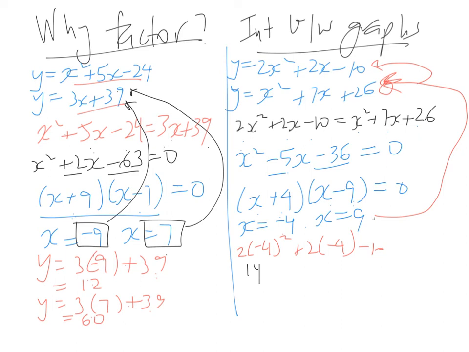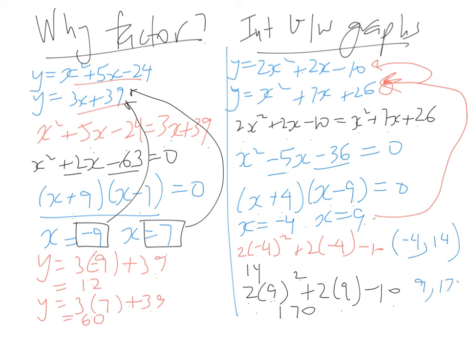And we're going to substitute this 9 into here. So we'll have 2 by 9 squared plus 2 by 9 minus 10. 9 squared is 81. 2 times 81 is 162. 162 plus 18 gives us 180. Minus 10 gives us 170. So we're going to have intersection points of negative 4 and 14, and then 9 and 170.